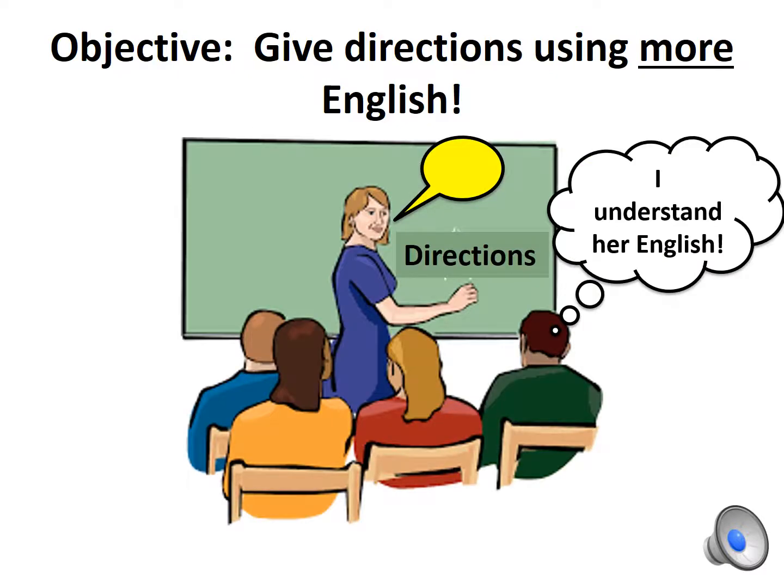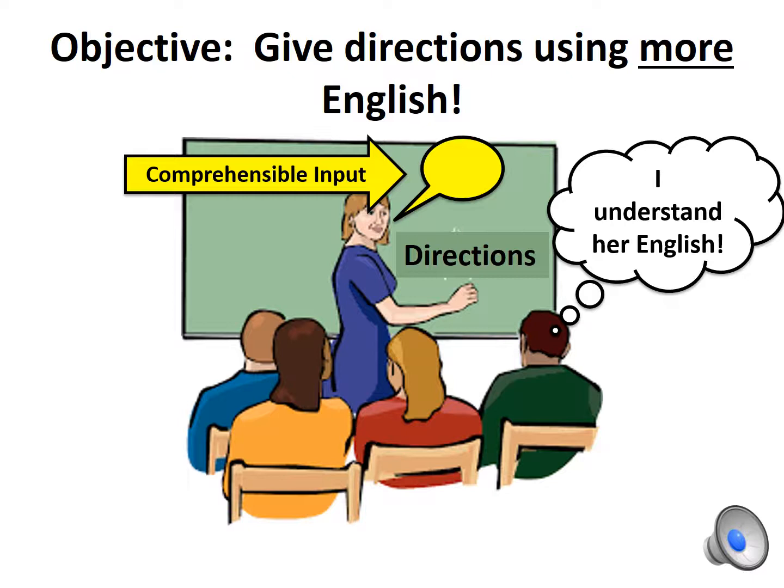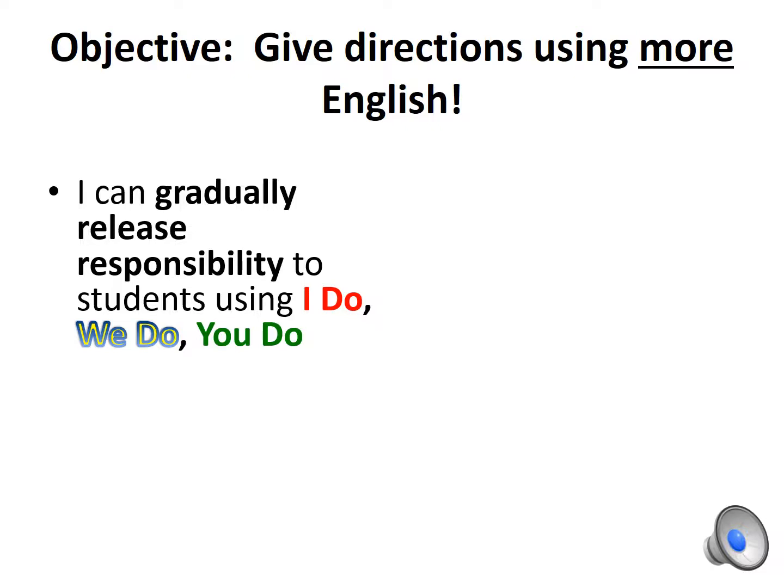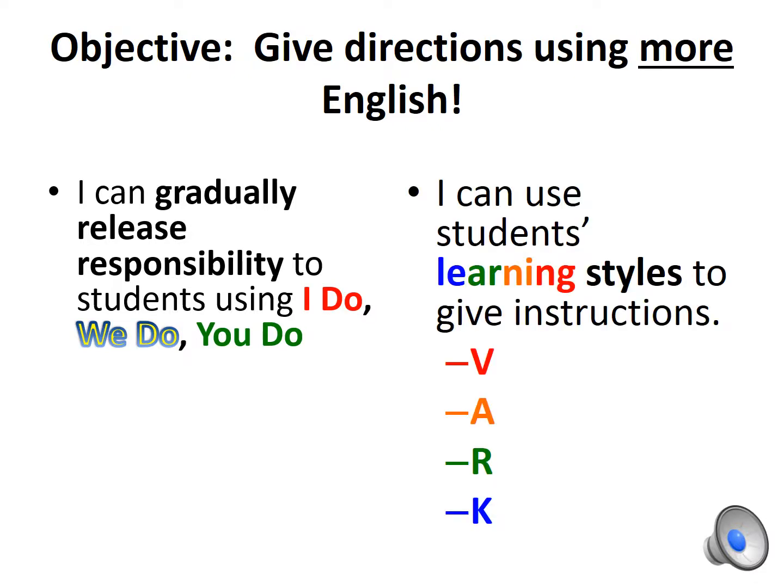She's giving the students directions in a way that they can understand in English. What she is saying is called comprehensible input. Comprehensible input is language that students understand and remember, and it leads to language acquisition. So, how can you give instructions that students will understand? By using I do, we do, you do, the gradual release of responsibility, and VARK, learning styles.